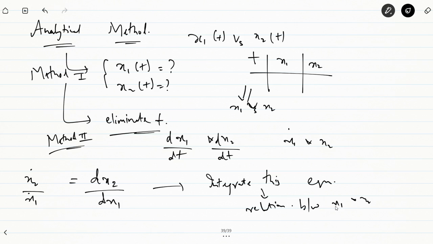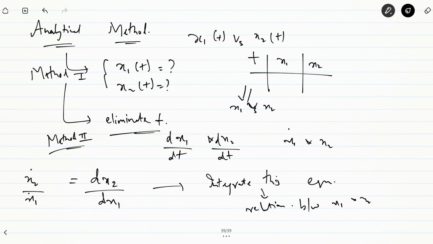One method is obtain the value of x1, obtain the value of x2 for each and every value of time t, and then you can sketch x1 versus x2. In the second method, instead of using two differential equations, you can combine the two differential equations by dividing them. You obtain a single differential equation, dx2 by dx1 or dx1 by dx2, it is the same thing. Once you obtain this, integrate this equation, you will get a relationship between x1 and x2 that you can plot in the x1 x2 plane.